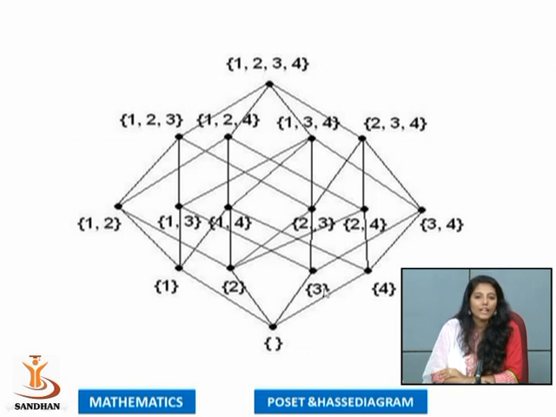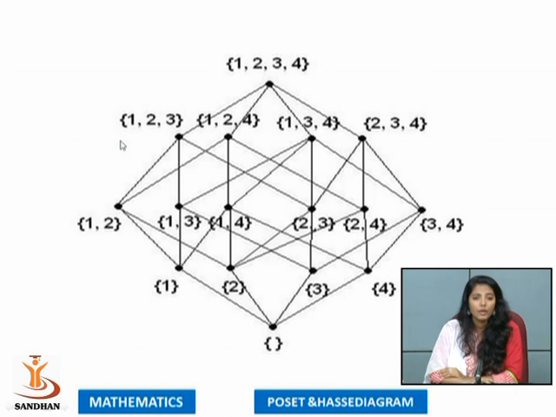Now {3} is contained in {1,3}, {2,3} and {3,4}, so {3} is joined to {1,3}, {2,3} and {3,4}. And {4} is contained in {1,4}, {2,4} and {3,4}, so {4} can be joined to {1,4}, {2,4} and {3,4}.